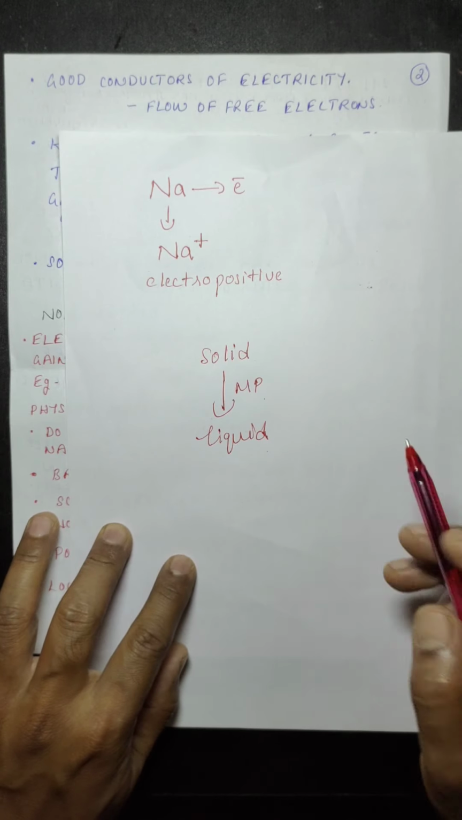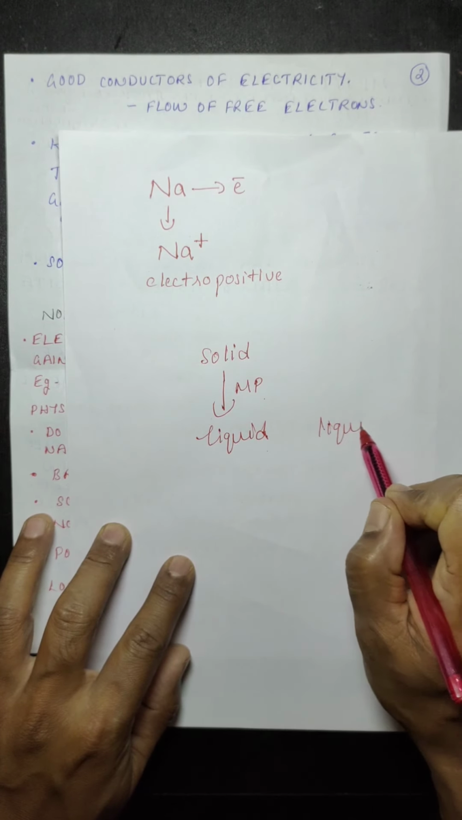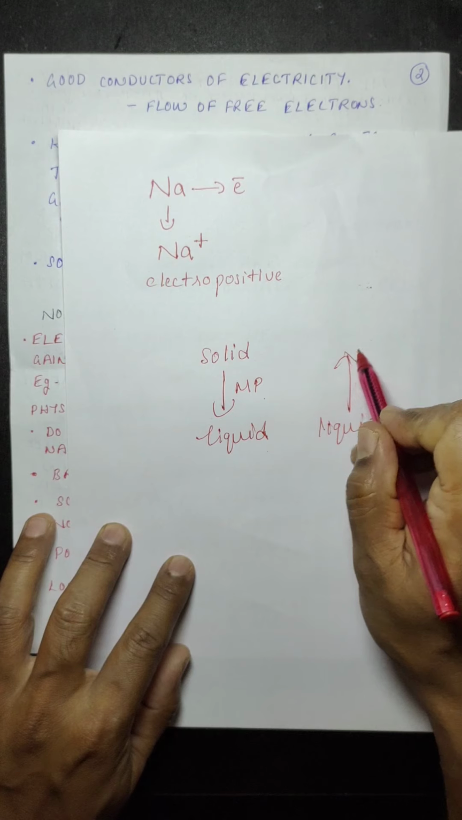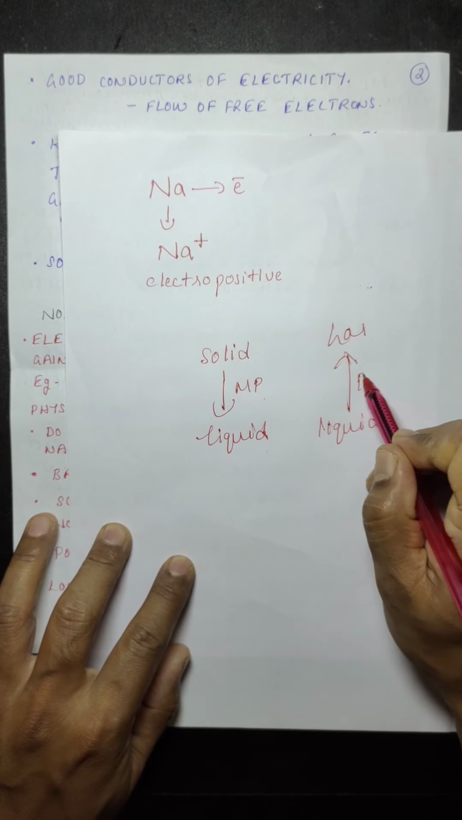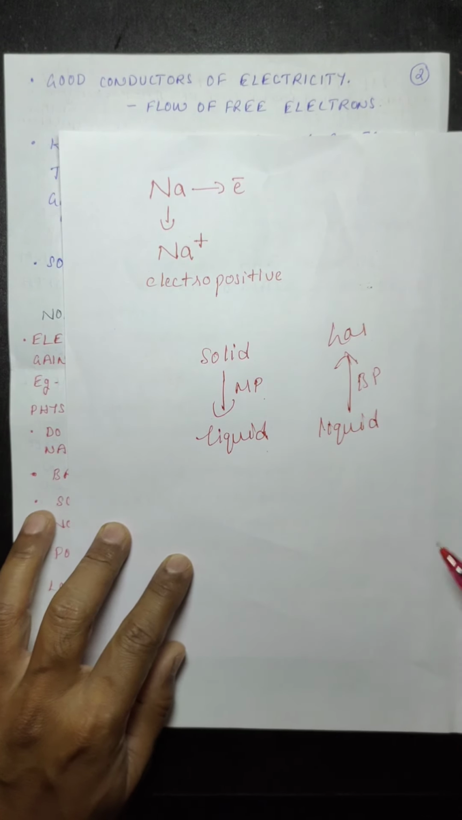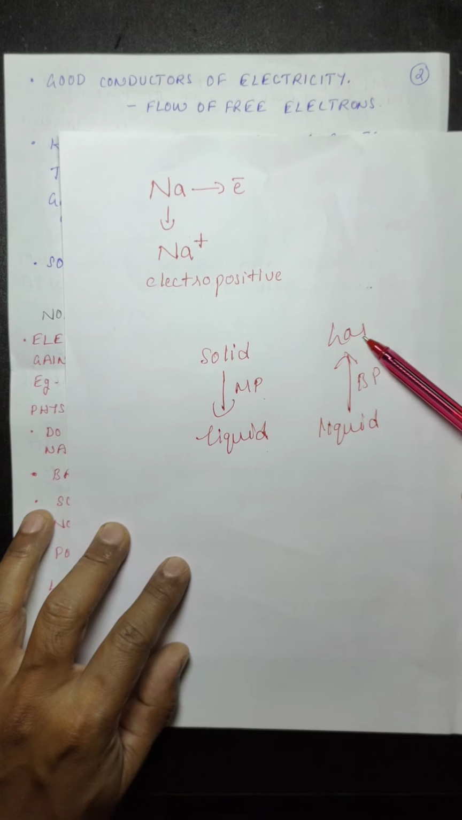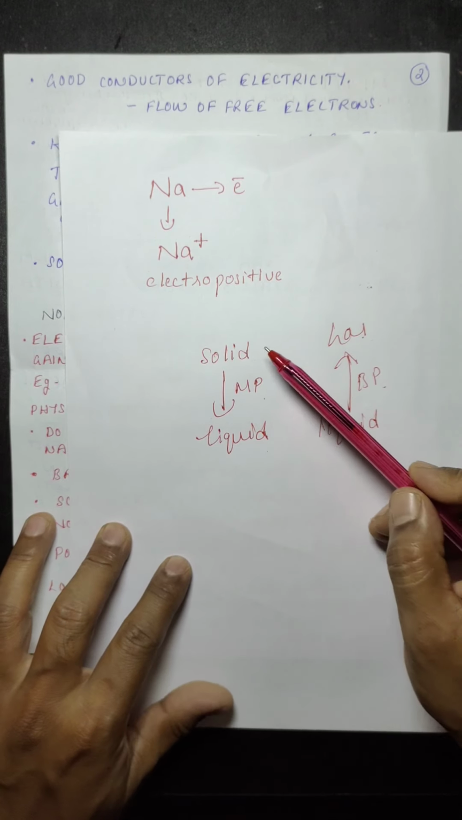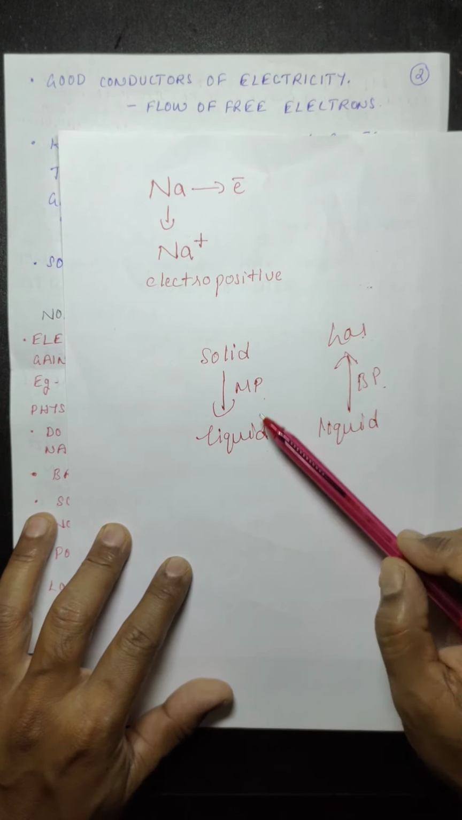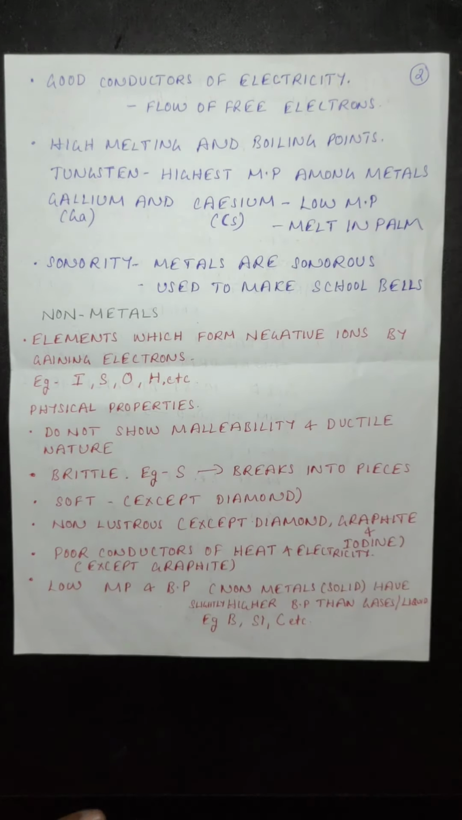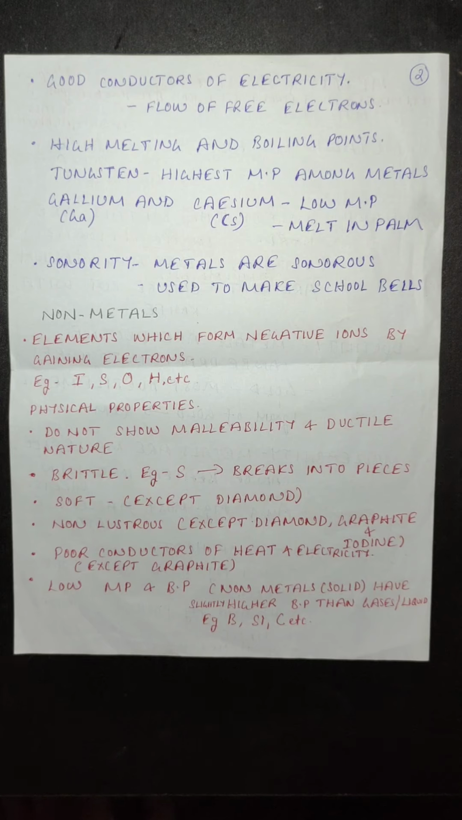Now, what is boiling point? The temperature at which liquid is converted into gas is called boiling point. And the temperature at which solid is converted into liquid is called melting point. Remember. So metals have very high melting and boiling points.